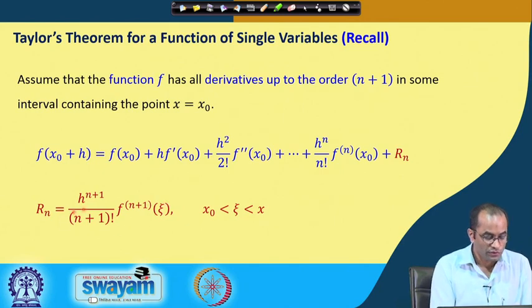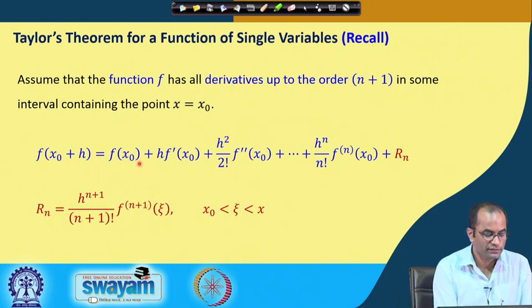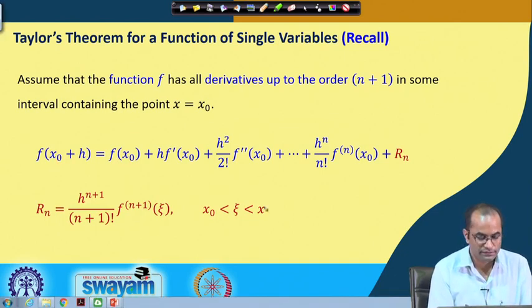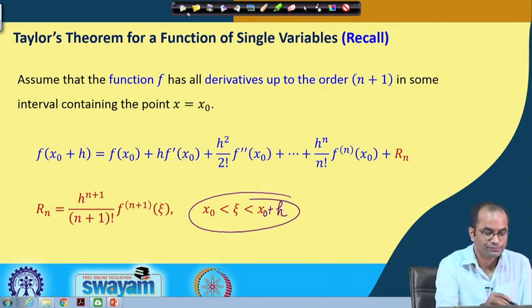So, this point xi where we have evaluated this n plus 1 derivative is not known, but it exists and it is somewhere between x 0 and x 0 plus h. So, precisely we can also write here x 0 plus h. So, this is the point here between x 0 and x 0 plus h.